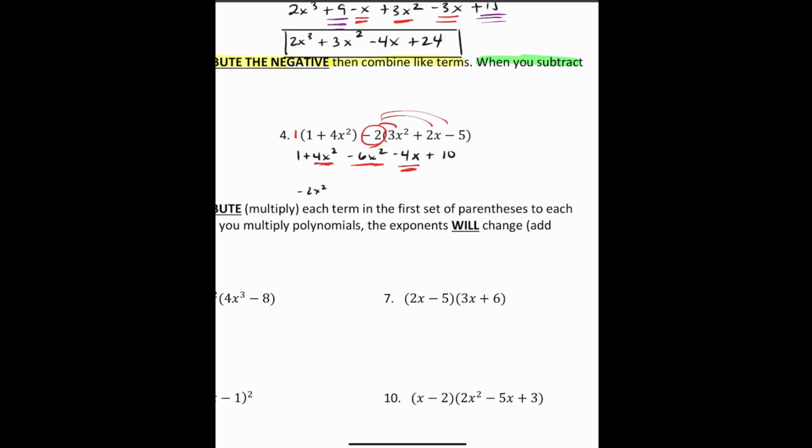So I see a negative 4x, and I can't combine that with anything else. So I'll just write minus 4x. And then lastly, our constants. So it's 1 plus 10. That's 11. So negative 2x squared minus 4x plus 11 is our answer.